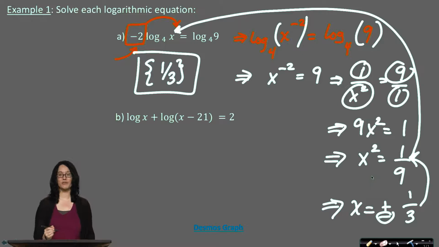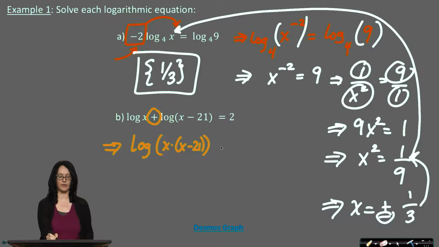Okay, so what was your first step? Did you condense? I hope so. Same base logarithm being added. How did we condense those two logarithms? If you said multiply the arguments, you were correct. So it's still log base 10 of x times x minus 21 equaling 2. This is just like the one on the last slide. If you haven't already done so, finish the problem yourself.